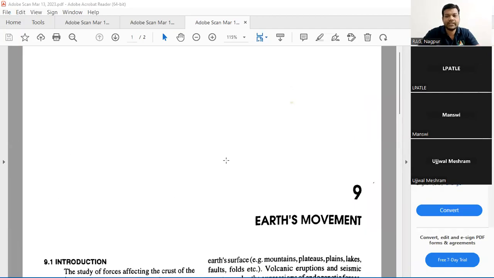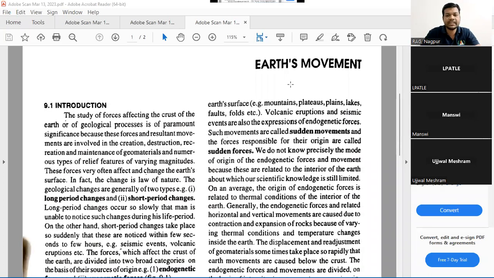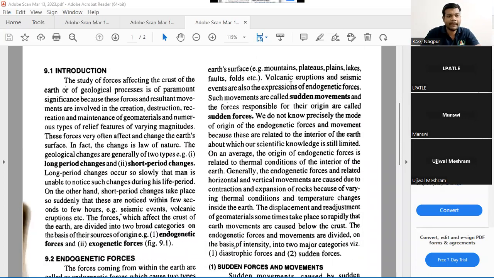Endogenetic and exogenetic processes. Okay, these endogenetic and exogenetic processes. Now the study of forces affecting the crust of the earth, of geological processes, is of paramount significance, right?